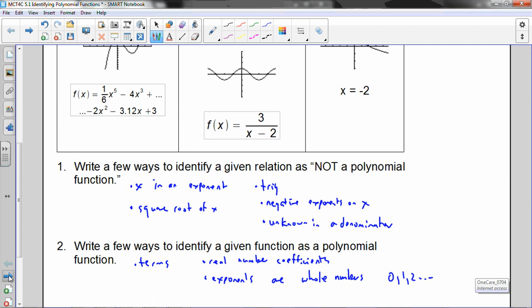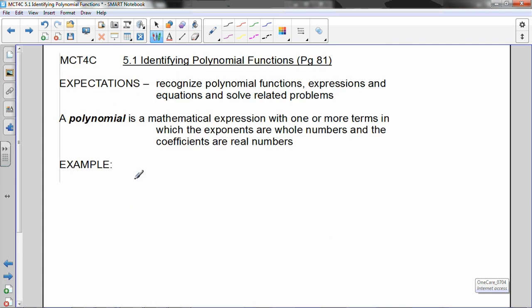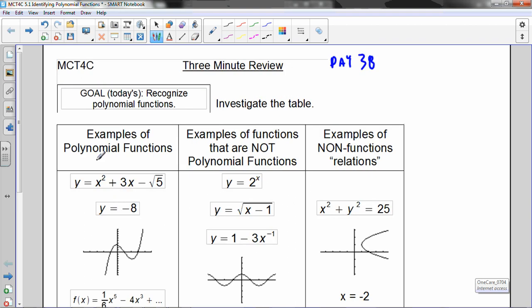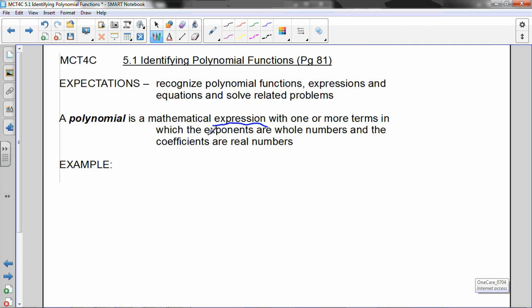And then in the lesson here, we have an example almost straight off. There's a definition. A polynomial is a mathematical expression with one or more terms in which the exponents are whole numbers and the coefficients are real numbers. Okay. Notice this is a mathematical expression. And before we were talking about polynomial functions and expressions. Well, what's the difference between a function and an expression? Well, we'll get to that in a second. But for right now, let's just talk about an example so we can get some of this terminology out of the way. So I'm going to write down an example of a polynomial.